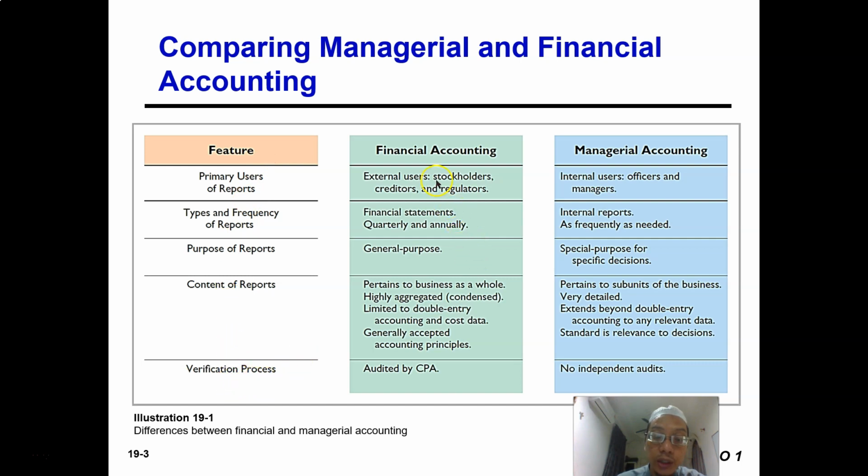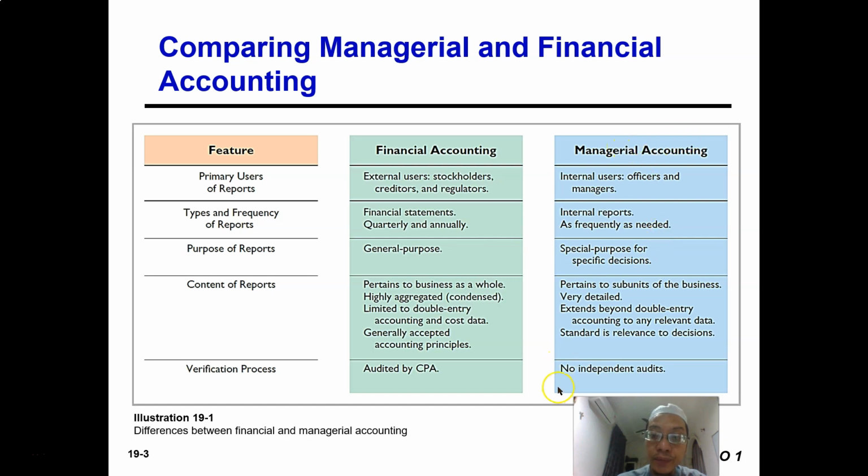And the fifth aspect is the verification process. Financial accounting information produced in the financial statements must be audited by CPAs, chartered public accountants. Although the quarterly information might not be audited, at least the annual financial statements must be audited by the CPA before they are published for public viewing.